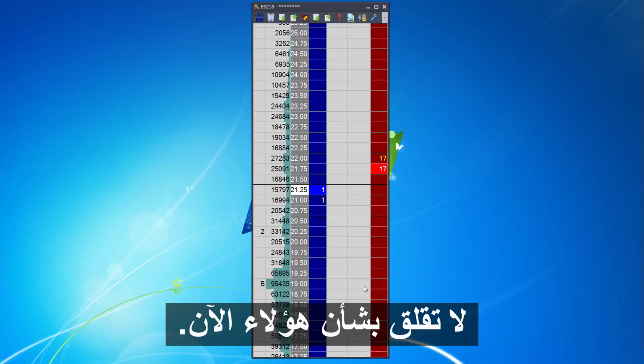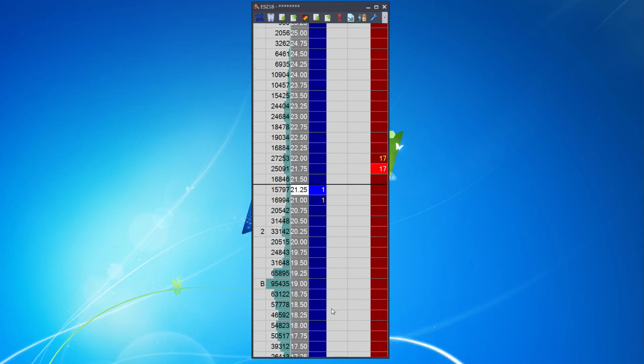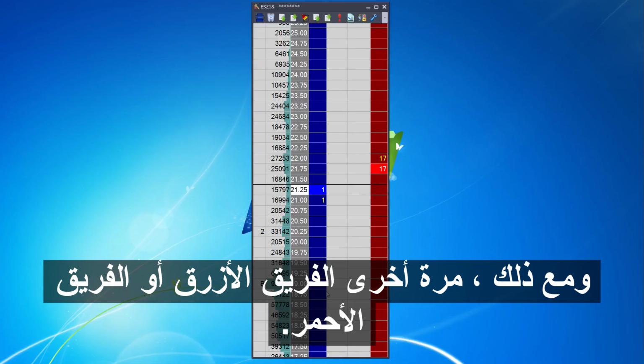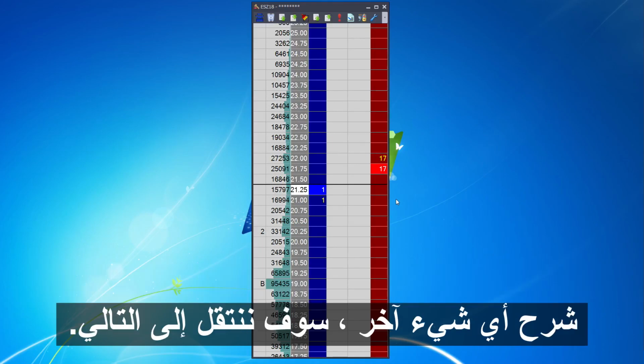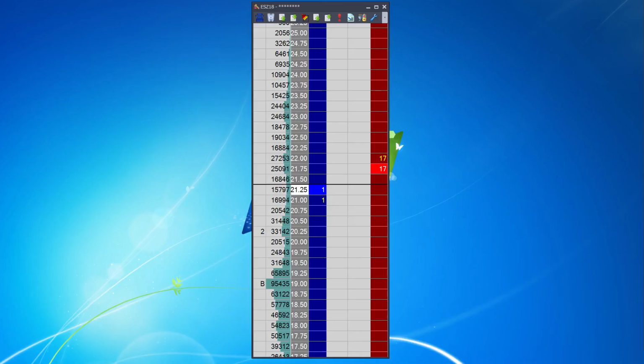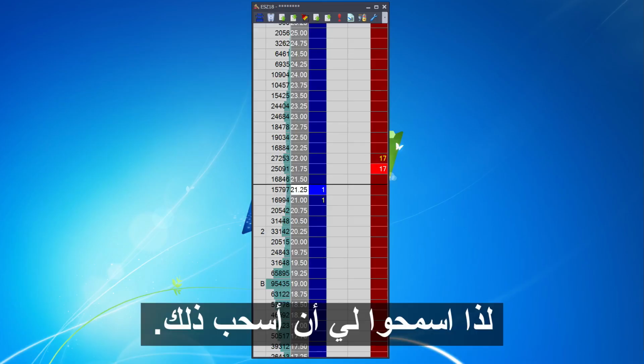These columns in the center, don't worry about those right now. However, again, team blue or team red. If you're going long, blue. If you're going short, red. Before I explain anything further, we're going to go to the next screen. So let me pull that up.